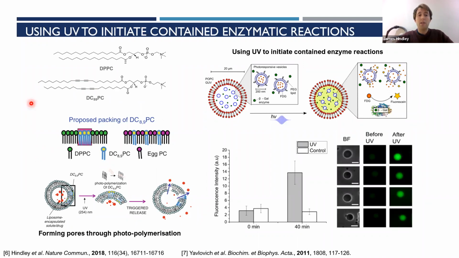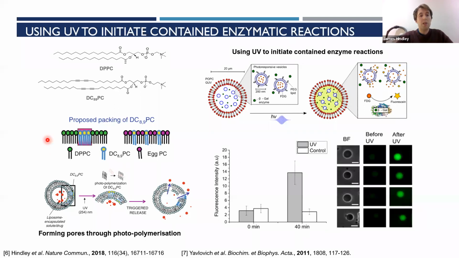And this is really based on the fluidity of the two lipids at room temperature. So DPPC forms very rigid membranes. DC89PC is more fluid. And so what happens here is we get a concentration of the light-responsive lipid in these small domains. And this means that when we shine a UV light on it, we get a really high efficiency of photopolymerization.